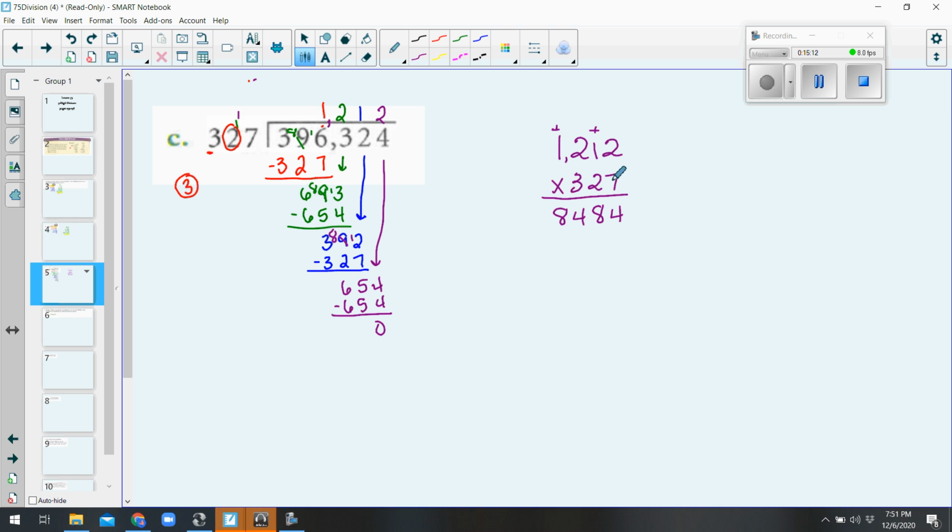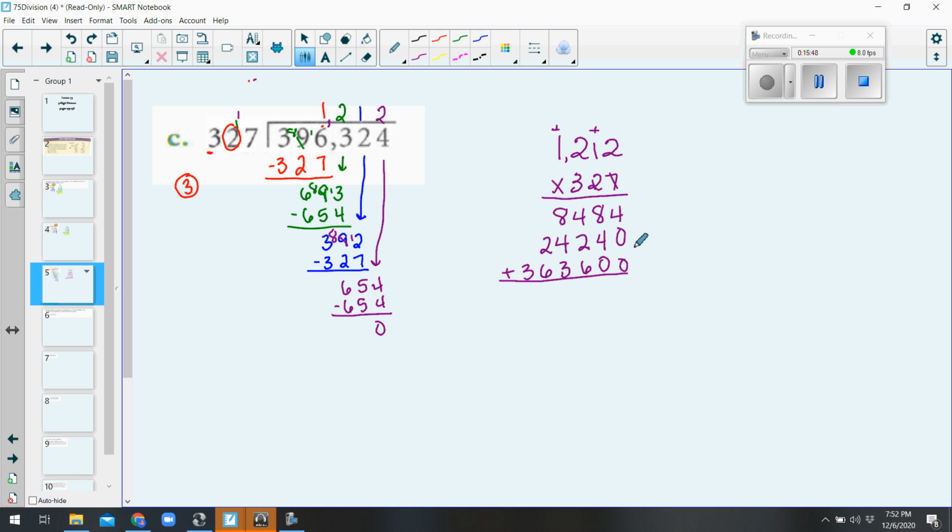Cross out your carryovers. I'm done with my 7, and I'm going to drop my first 0. 2 times 2 is 4. 2 times 1 is 2. 2 times 2 is 4. And 2 times 1 is 2. No carryovers. Cross out your 2, and this time you're going to drop 2 zeros. Go to your 3. 3 times 2 is 6. 3 times 1 is 3. 3 times 2 is 6. And 3 times 1 is 3.